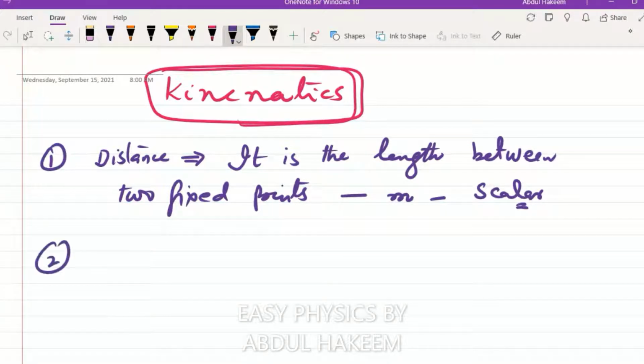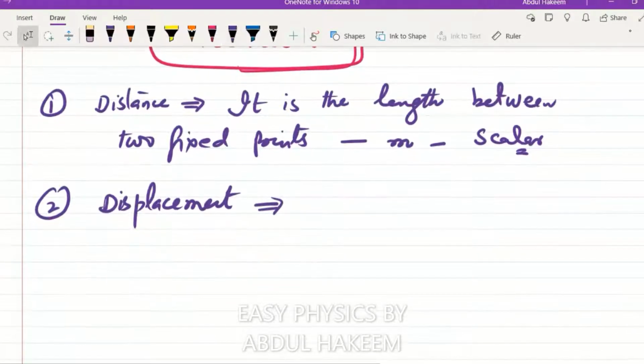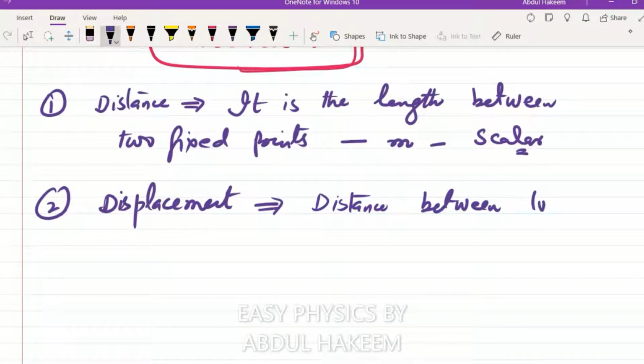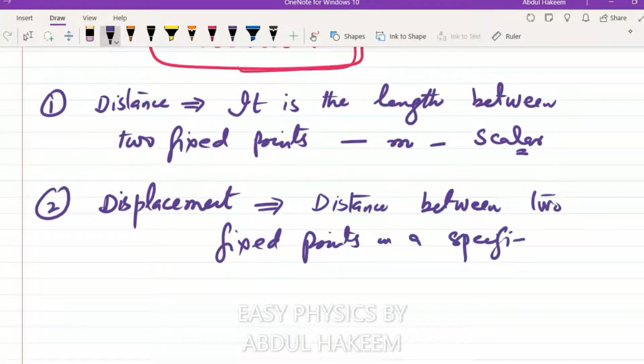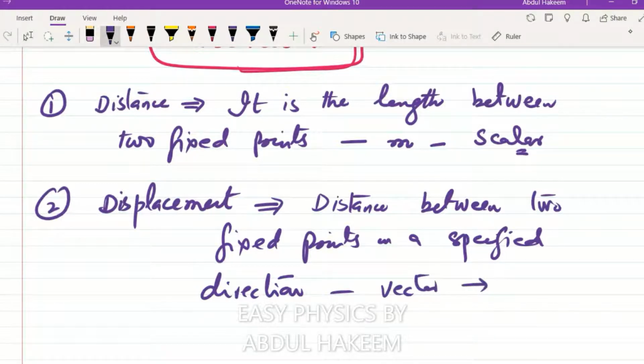And the second definition is the displacement. The definition of displacement is the distance between two fixed points in a specified direction. So it has a fixed direction. So it's a vector physical quantity and measured in meters. So both distance and displacement are measured in meter. One is scalar, the other is vector.